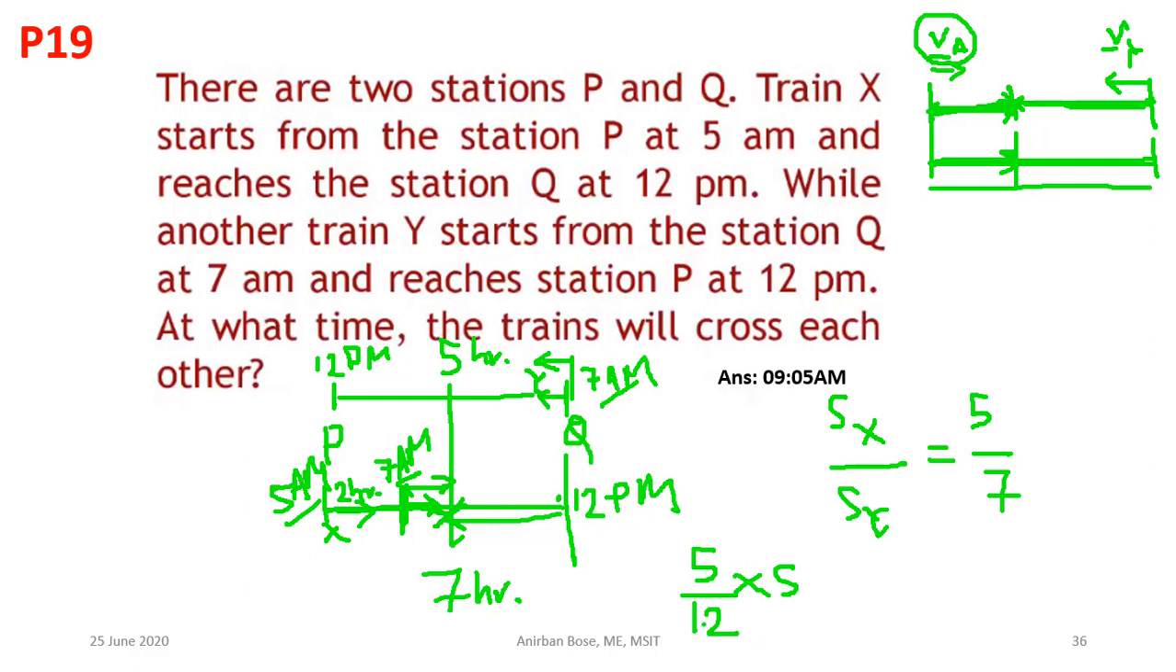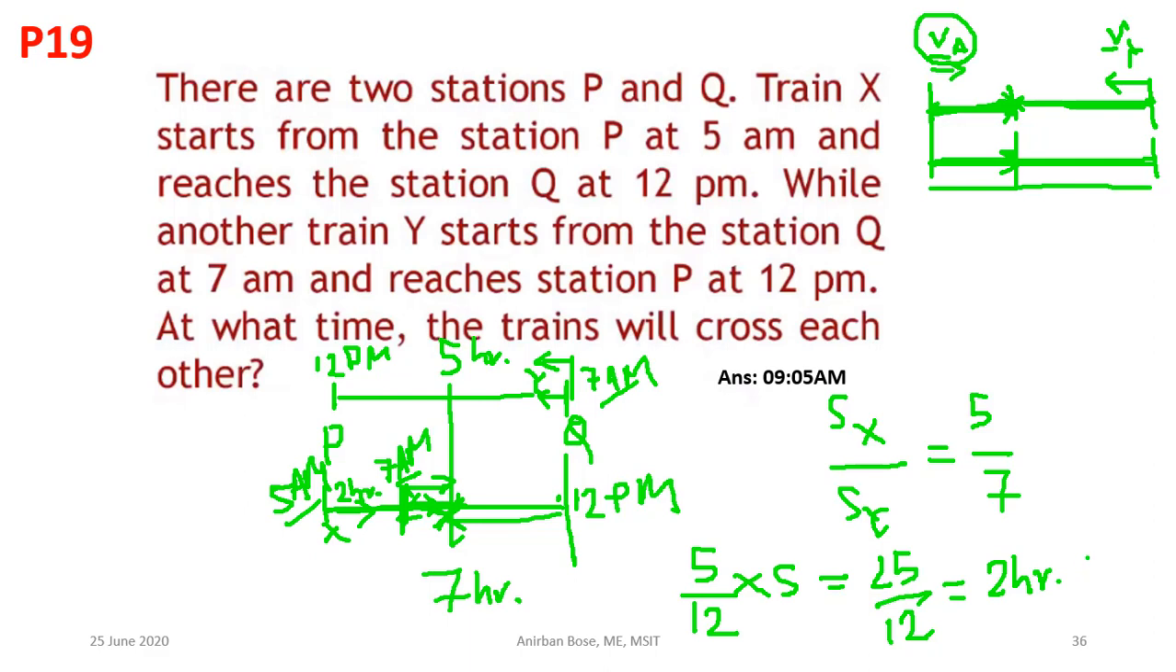So 5 by 12 into 5 is the time taken to move from here to here. Okay, so in this way we can find out what is that meeting time. So that is 25 by 12, which is equal to what? 2 hour.